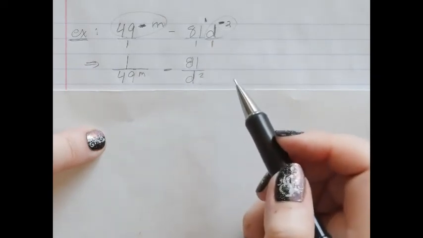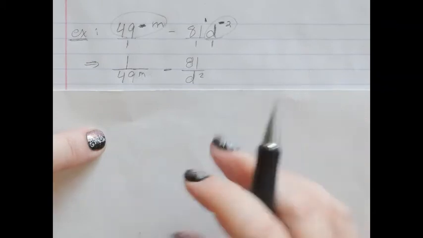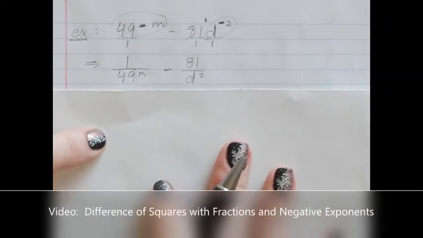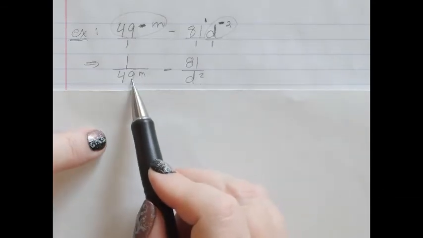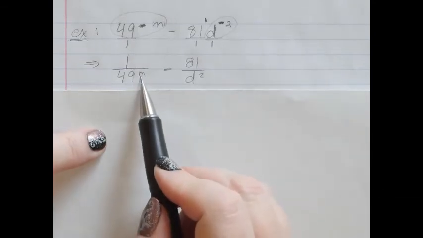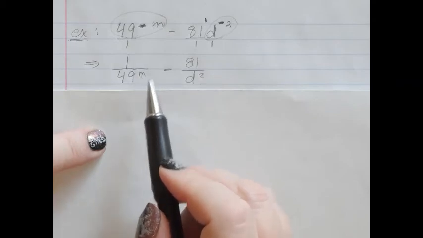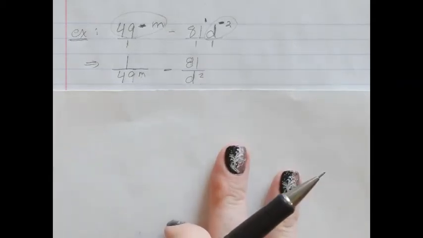This now looks like something that we did on the difference of squares video. And I know this looks a little weird right now because this is 49 to the m. That's a little weird, but hang on a second.